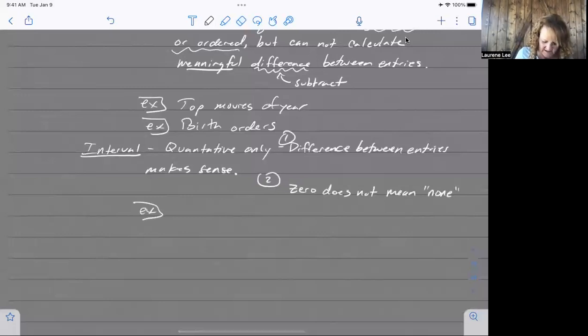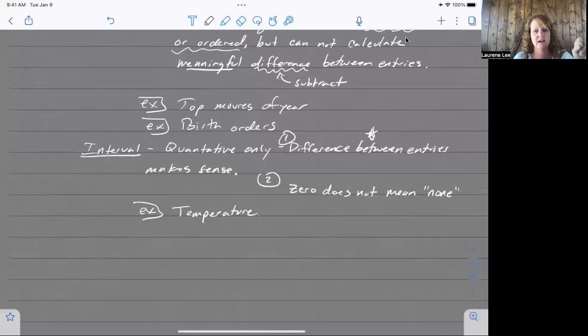Let's look at temperature. Okay, let's do Fahrenheit as an example. So I'm going to say that it's 70 degrees outside today, and yesterday it was 60. So the difference between entries makes sense, right? It's 10 degrees warmer today than it was yesterday. That puts it in this potential for interval. But now I have to check my second thing.